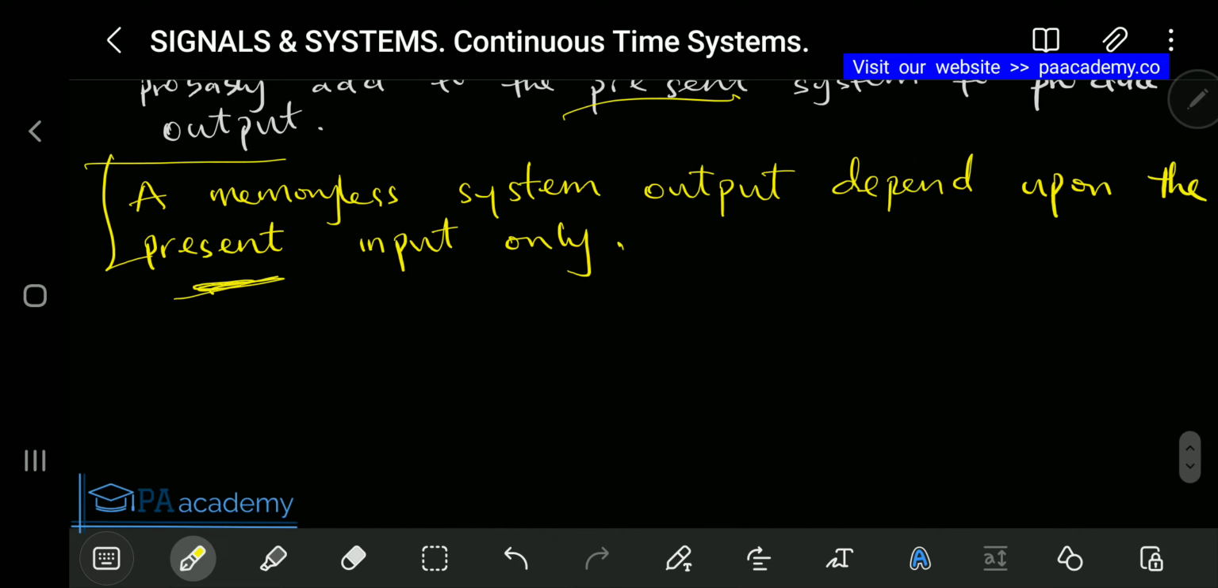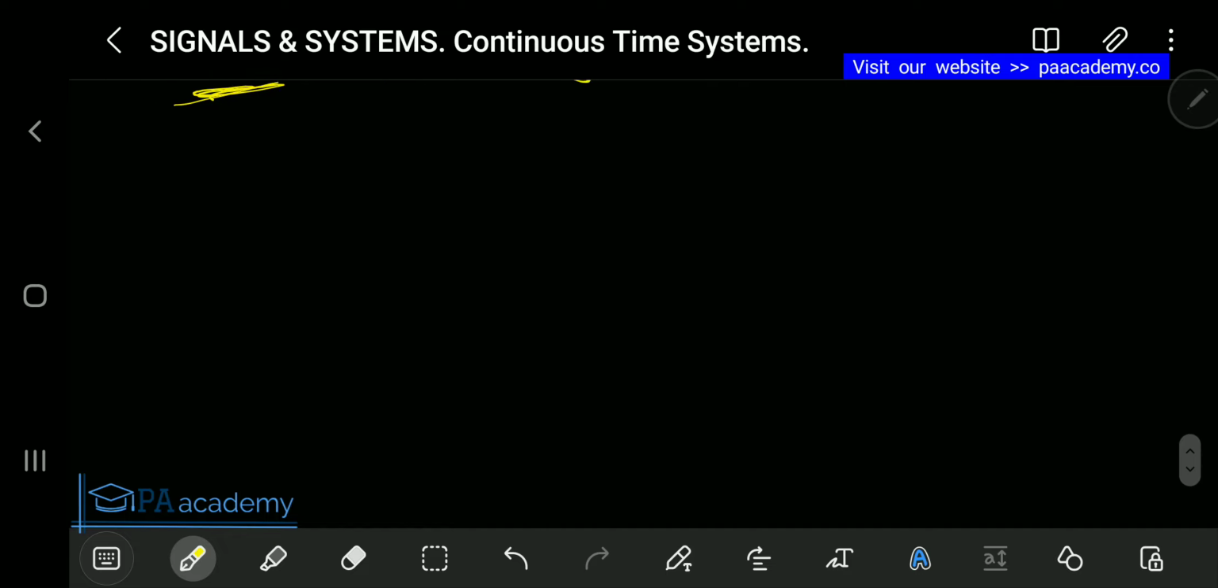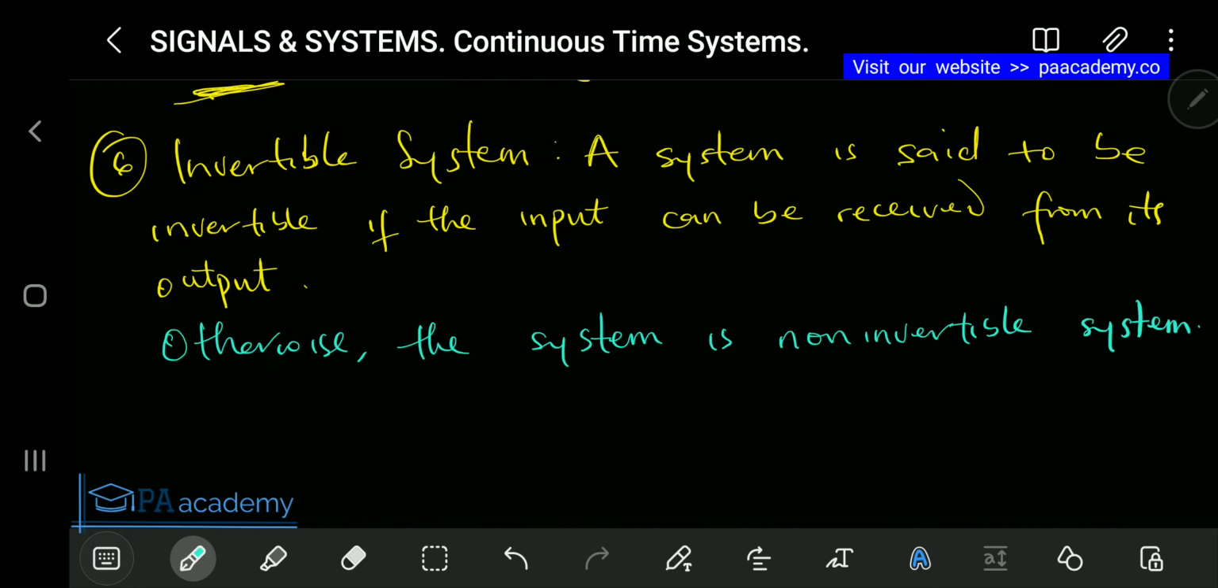All right. We still have two more to look at. So let's look at the next one, which is the sixth one: the invertible system. What is this system about? By definition, a system is said to be invertible if the input can be recovered from the output. Such a system is said to be invertible. If that is not possible, then the system is non-invertible. That's just the opposite of the word.